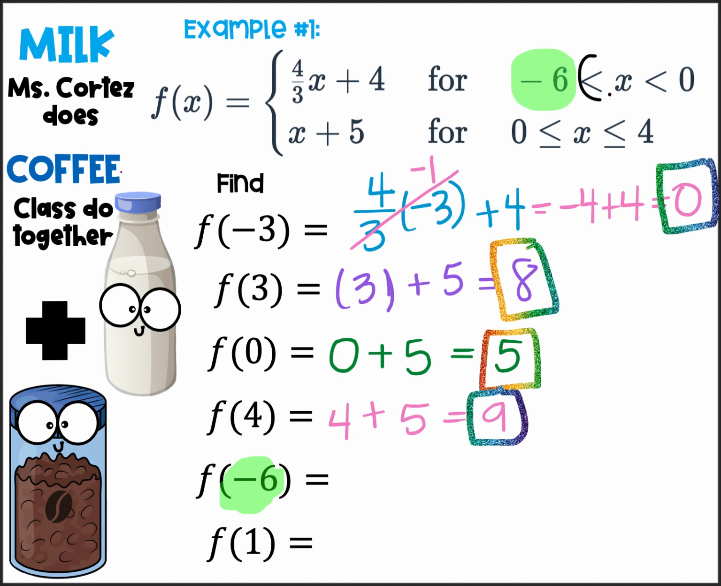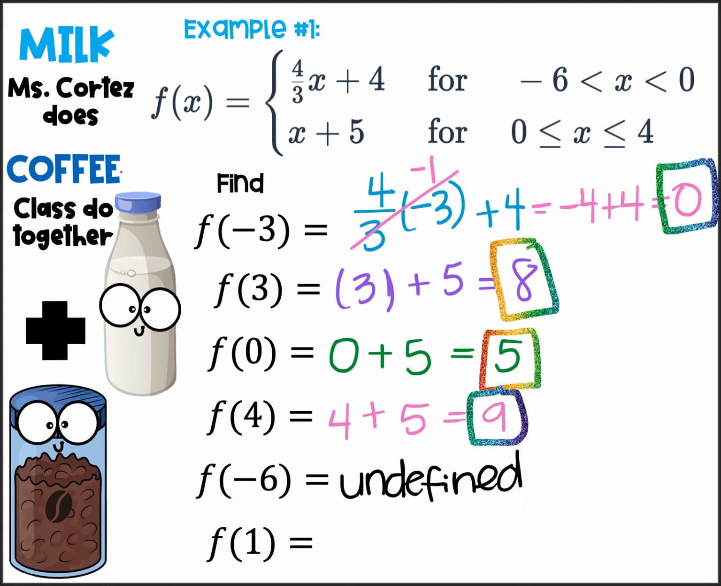Remember, these are associated with parentheses. That means this interval is from -6 to 0. It does not touch the -6, which means I cannot find f of -6. I don't have enough information. This means my f of -6 is undefined. I don't have information to define what f of -6 is.